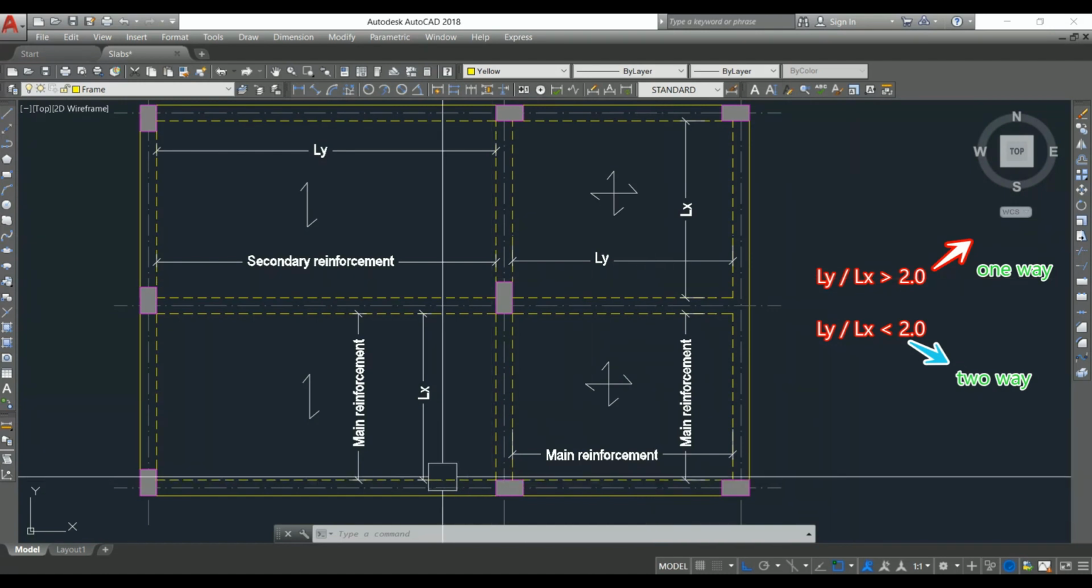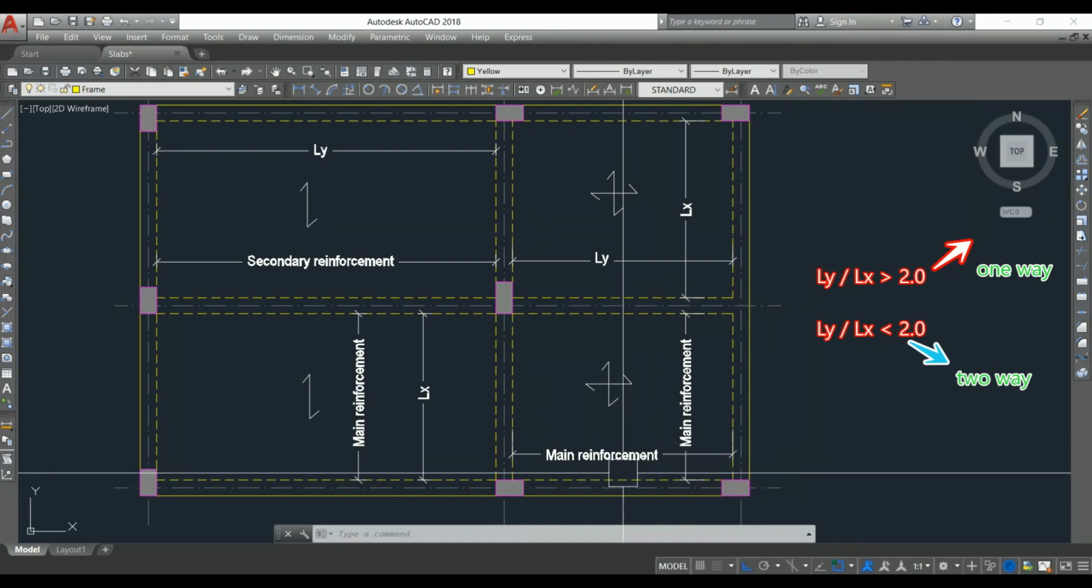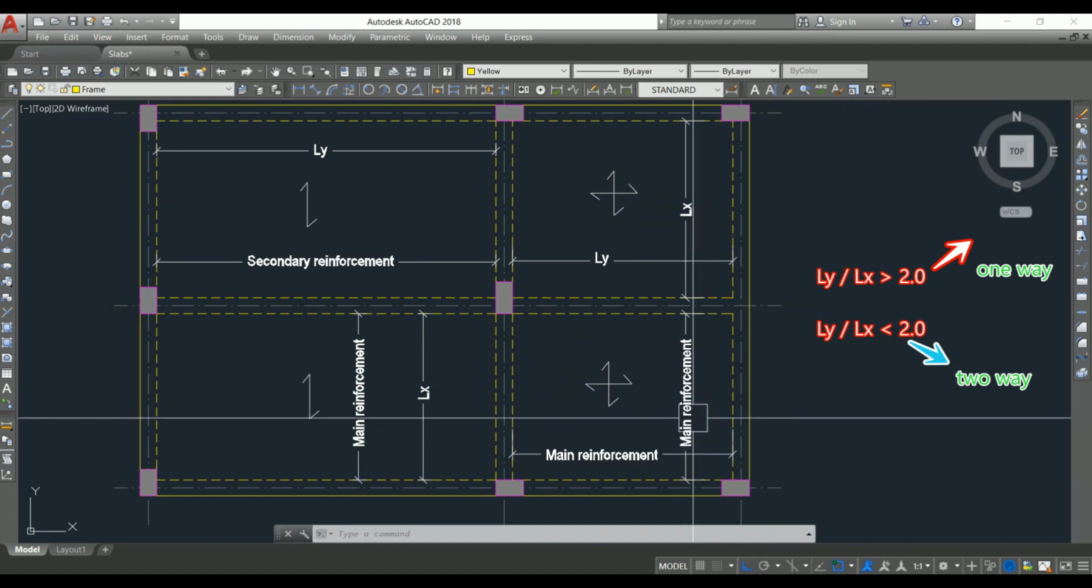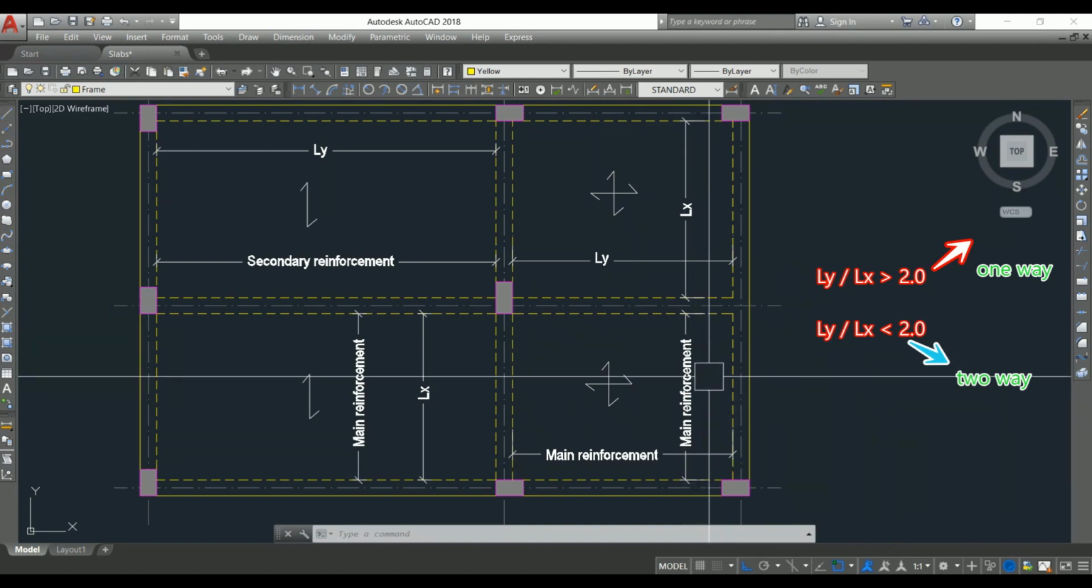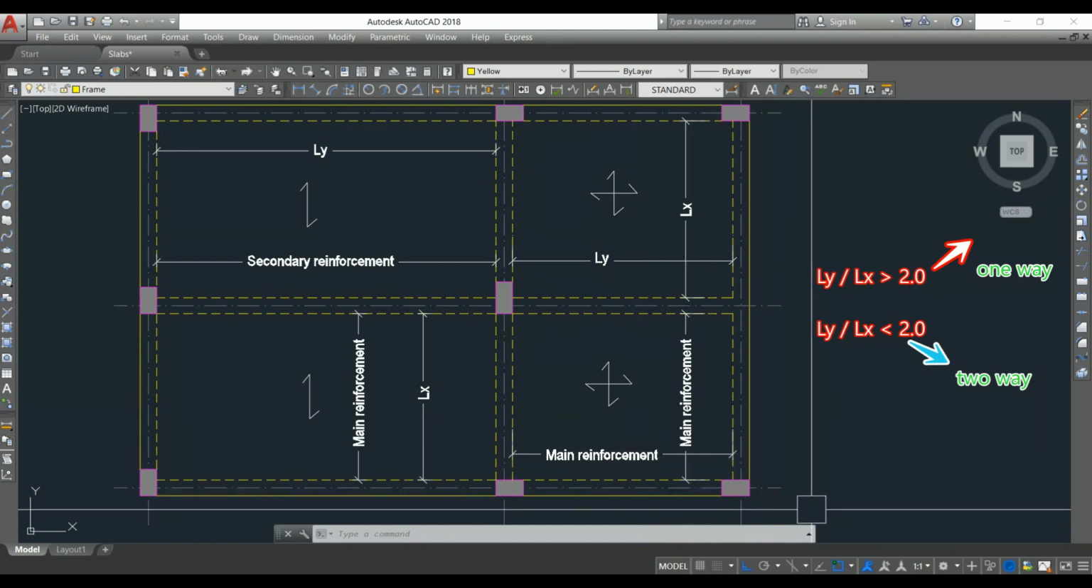When compared to one-way slab, in two-way slab we provide main reinforcement in both directions since the slab bends in both the directions. So here in the shorter direction also we provide main reinforcement. Similarly, we provide main reinforcement in the longer direction as well.